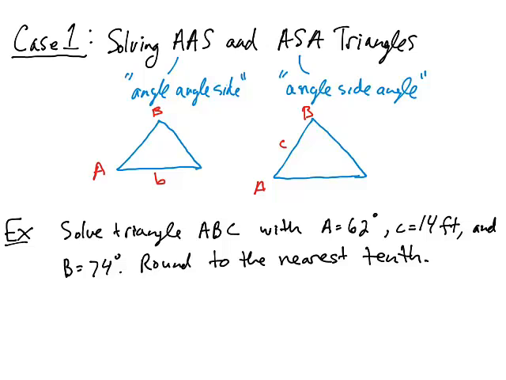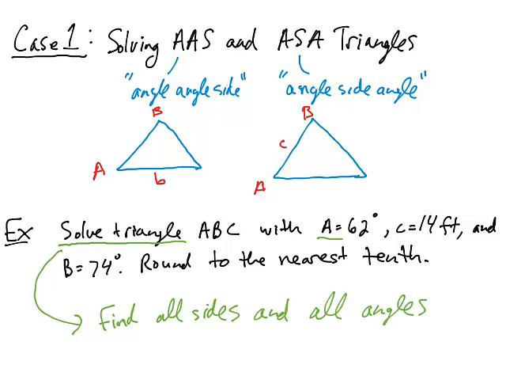So the first example says solve triangle ABC with angle A equal to 62 degrees, side C equal 14 feet, and angle B equal to 74 degrees. Round to the nearest tenth. Before we tackle this, let's just talk about what it means to solve a triangle. When we talk about solving a triangle, this just means find all sides and all angles.